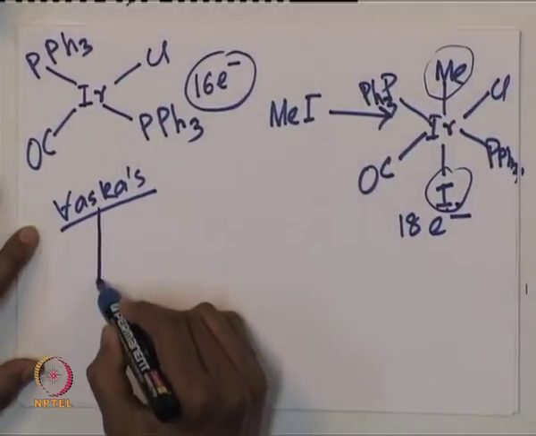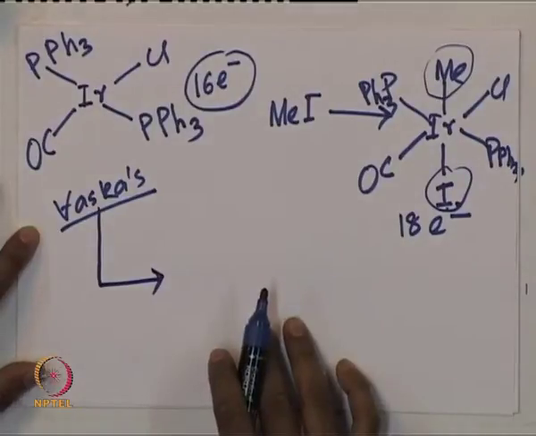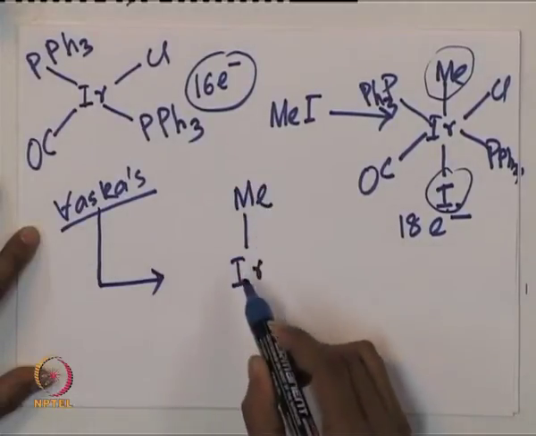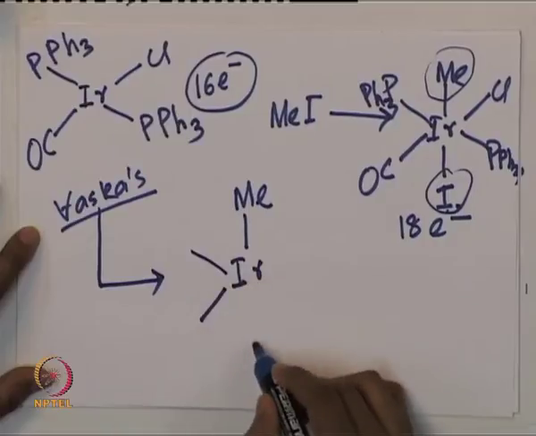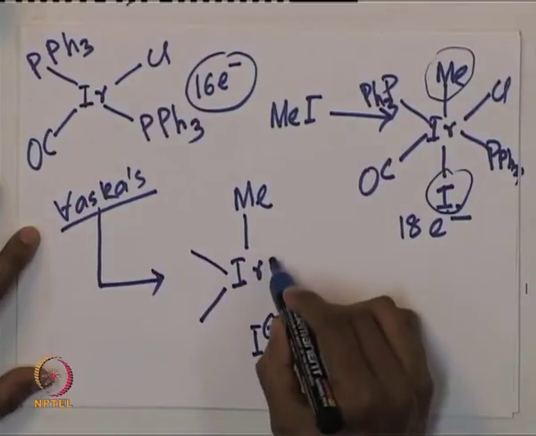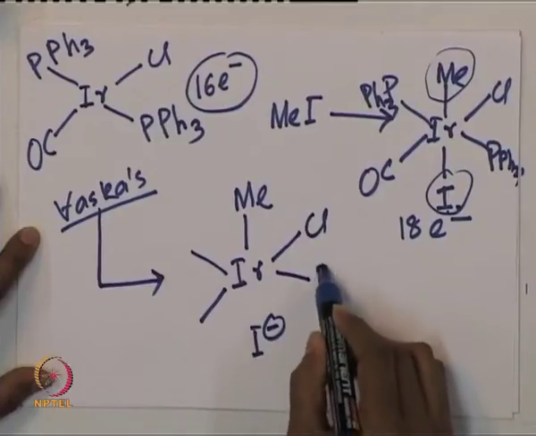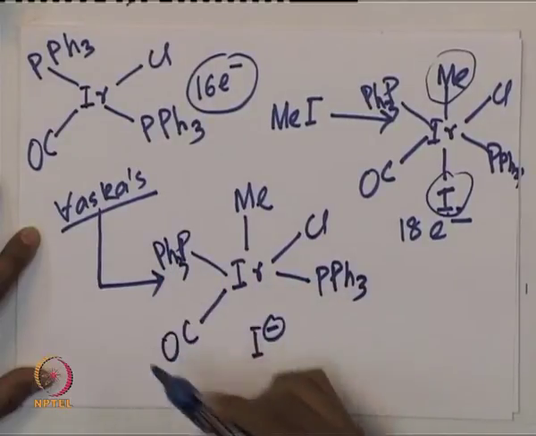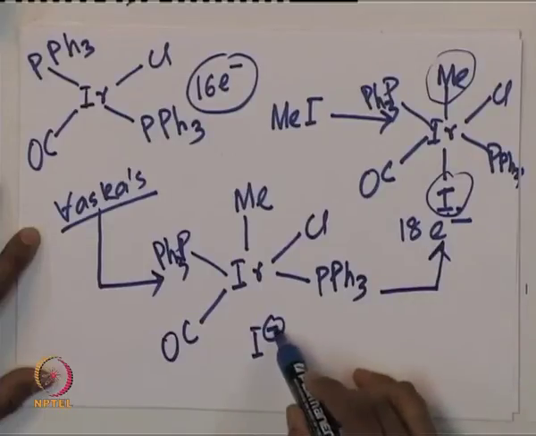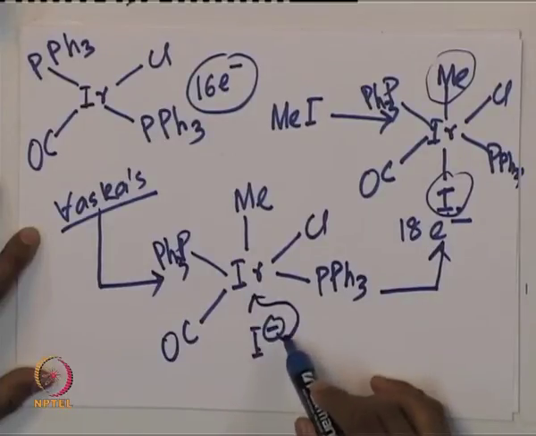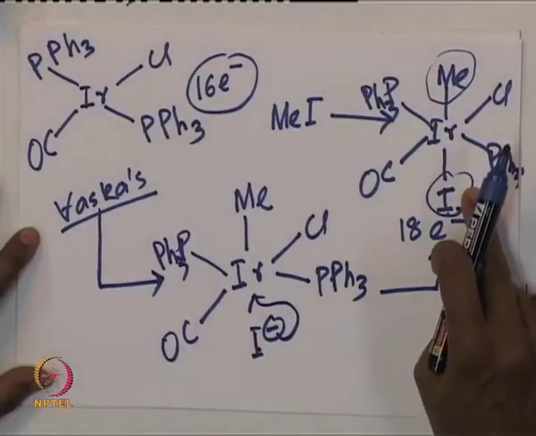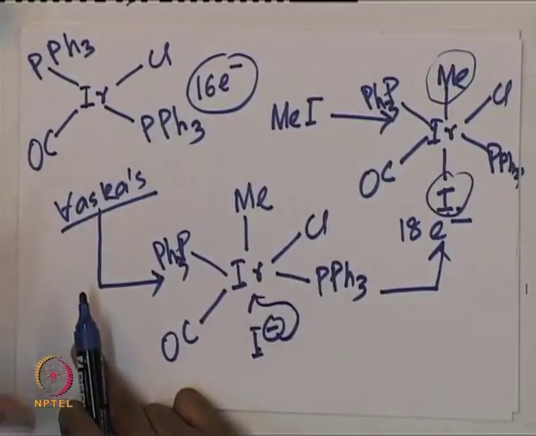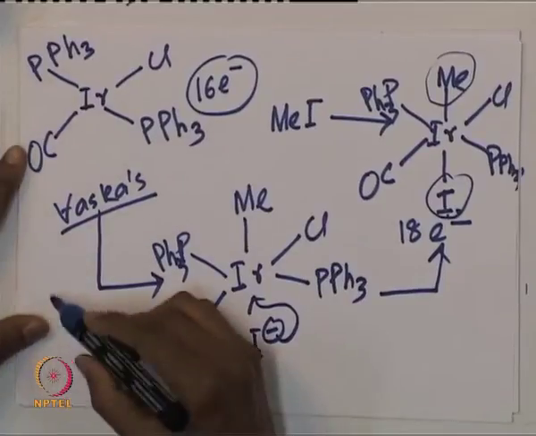If we analyze this reaction in a little more detail, we will see that the first intermediate formed is the one where methyl is attached to the iridium complex, and iodide is a counter anion, so we have overall a 5 coordinated complex as an intermediate. This iodide will then bind with the iridium to give the final 18 electron complex.